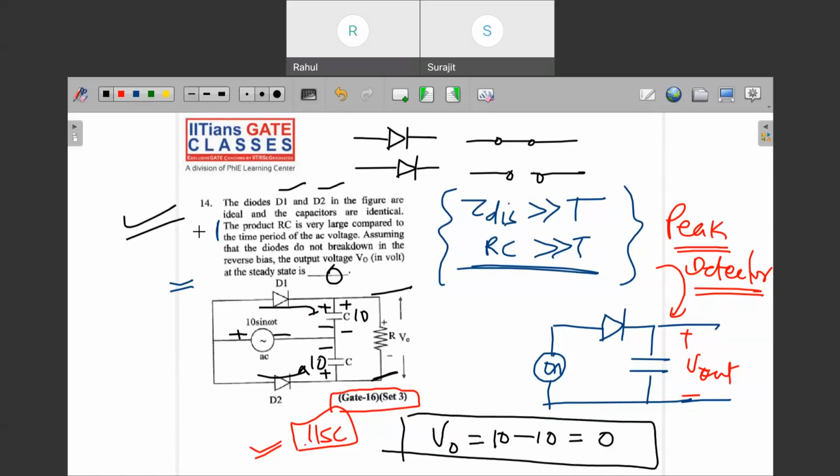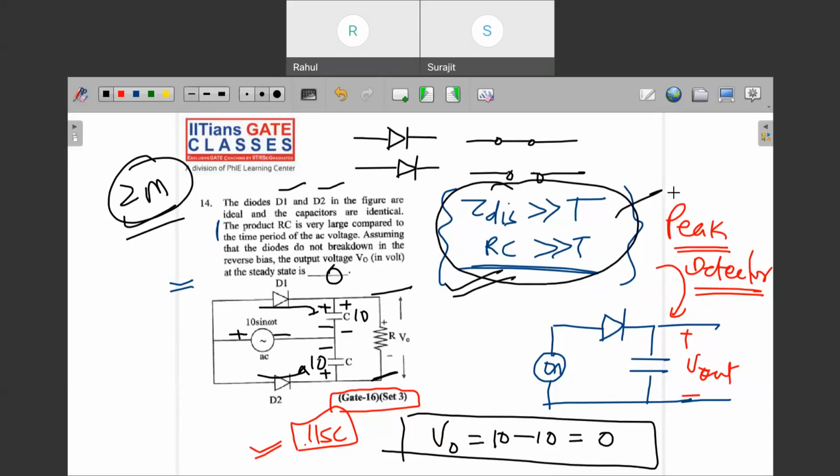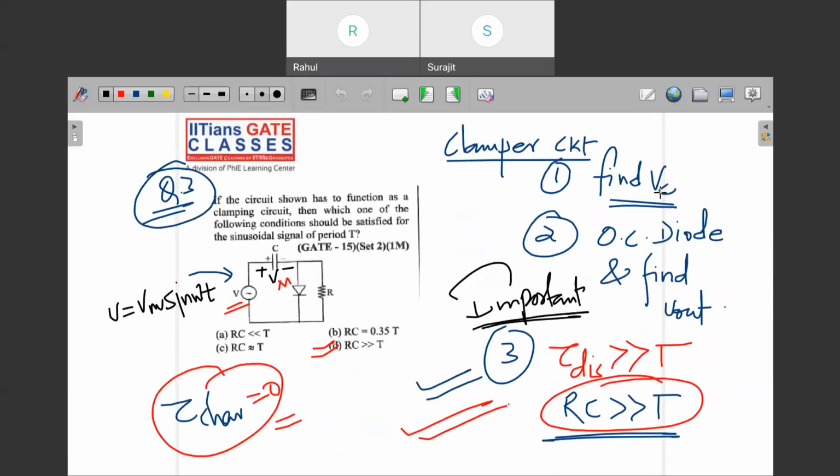It was a very good question for 2 marks. This kind of question you can expect in the exam. You don't need any network analysis or anything, you only need to know the important condition for a clamper circuit. In the last question it was also the same. In this question they asked the condition itself: if the circuit shown has to function as a clamper circuit, which one of the following conditions should be satisfied for a sinusoidal signal of period T? The condition was that the product RC must be much greater than capital T. Understand?